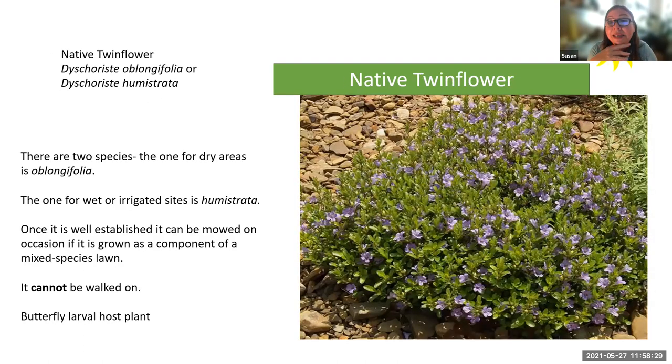This is another great native ground cover, twinflower. And there are two species. One is for dry areas and one is for more wet areas. So make sure you buy the one that's appropriate for your site. Once it's established, it can be mowed on occasion. It cannot be walked on regularly, and it is a butterfly larval host plant.